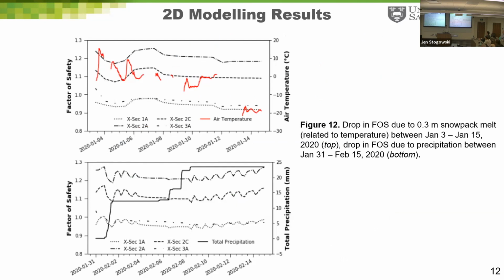So I tested 2 scenarios of transient seepage for all cross sections using these previously back-analyzed geotechnical parameters. The first involved the rapid melt of a hypothetical 0.3 meter snowpack using an observed rise in temperature from January 3rd to January 15th, 2020. And the second analyzed a 1-inch precipitation event that occurred over a 15-day period from January 31st to February 14th, 2020. All this meteorological data used in the analysis was collected at the on-site weather station.